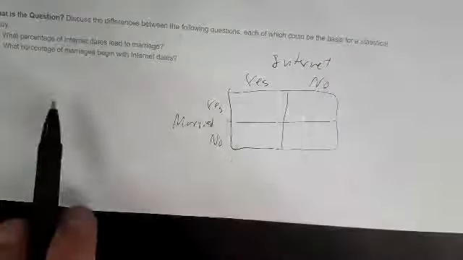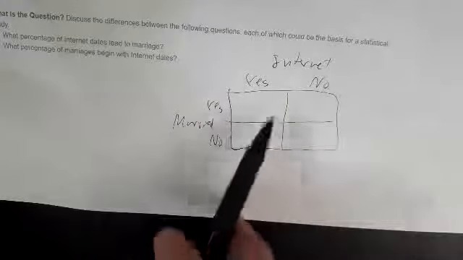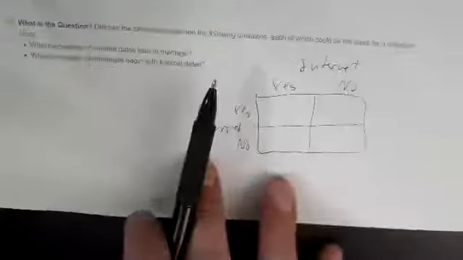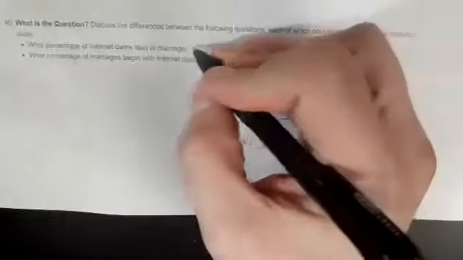Right? One of them is like, given that we were married. What percentage of internet dates lead to marriage? This would be like that whole thing: given that we were on the internet, what is the probability that we got married? Versus given that we were married, what is the probability that we were on the internet, right? Those two things are different questions. So I would say this one is like you're given.